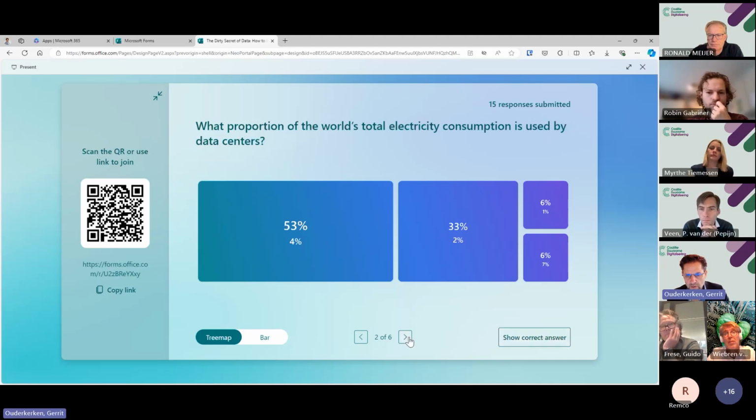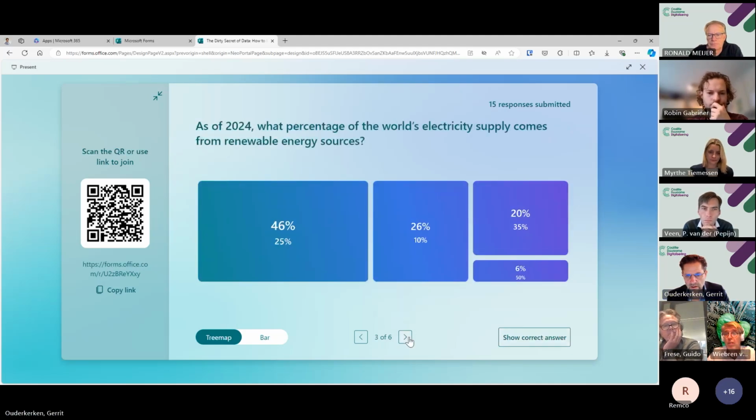All right, let's go to the other question. As of 2024, what percentage of the world's electricity supply comes from renewable energy sources? Because everybody thinks that if it is electricity, then it could be green. Yes, but how much? The correct answer is the total worldwide mix is 35% renewable.